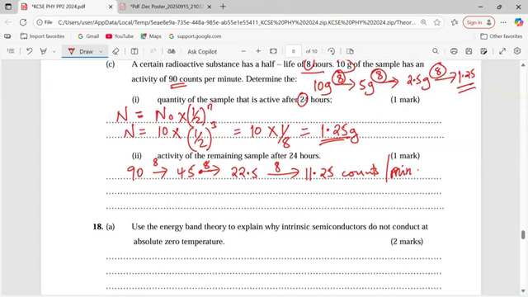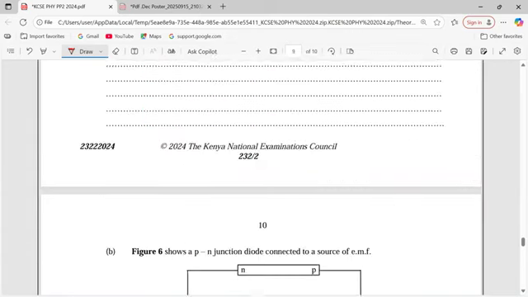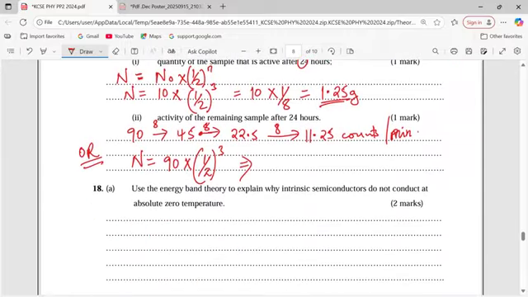Counts per minute. Remember, this can also be done using the formula, whereby we say the remaining counts shall be 90 times half raised to 3. And this shall give us exactly 11.25 counts per minute. So that's it.